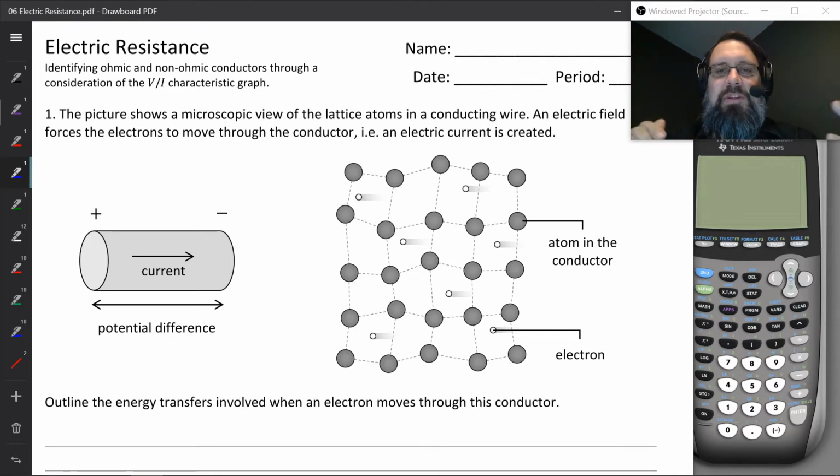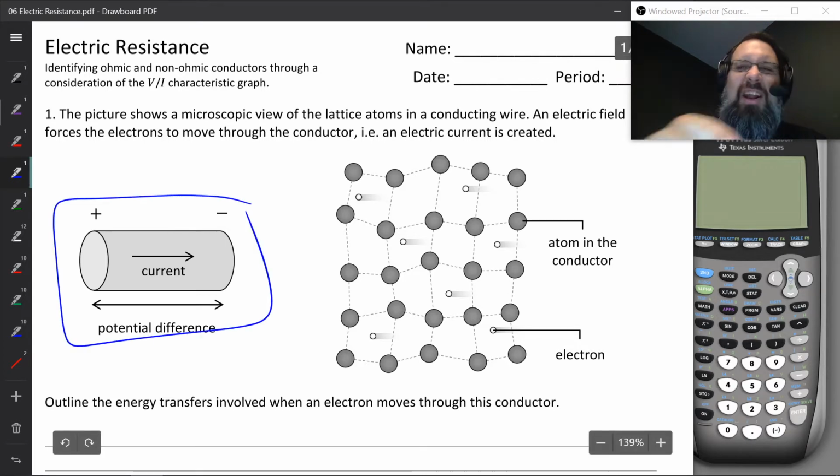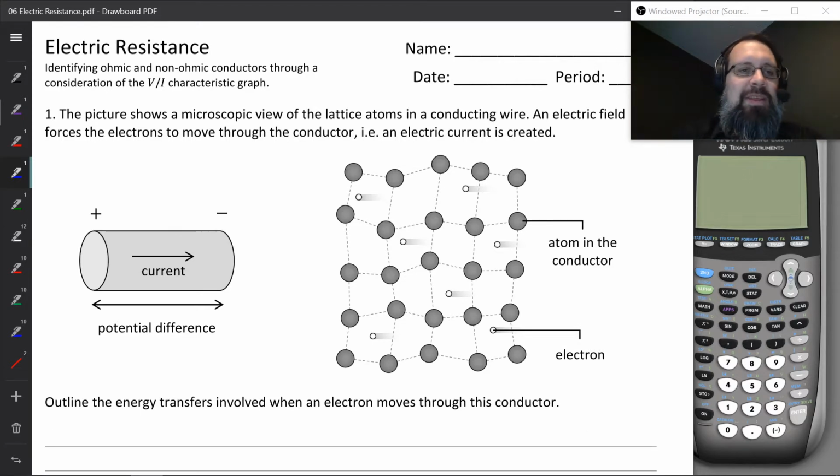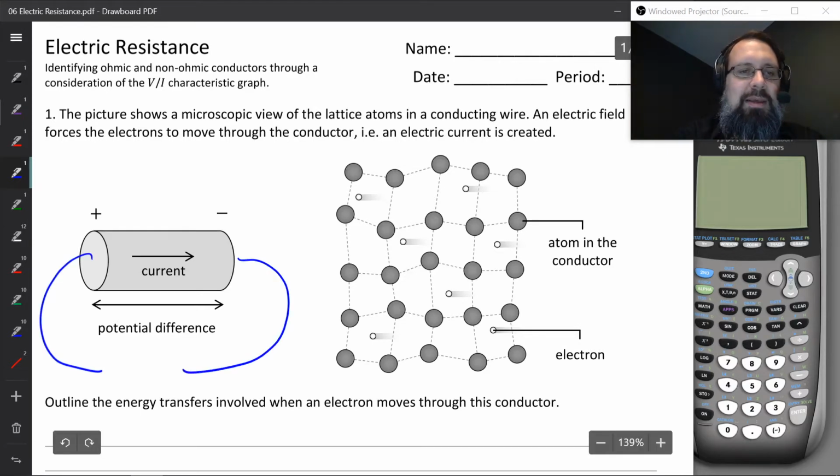So in this picture down here, we have a conductor. This is just some sort of wire or some sort of conducting material, and we've established a potential difference across the ends of that conductor. Maybe this has been connected back to a battery. The symbol for battery looks like that.